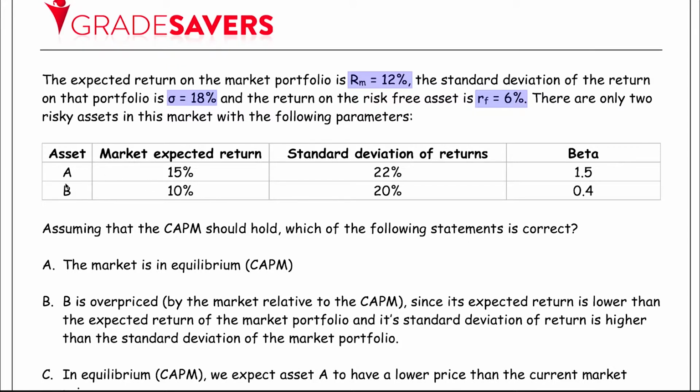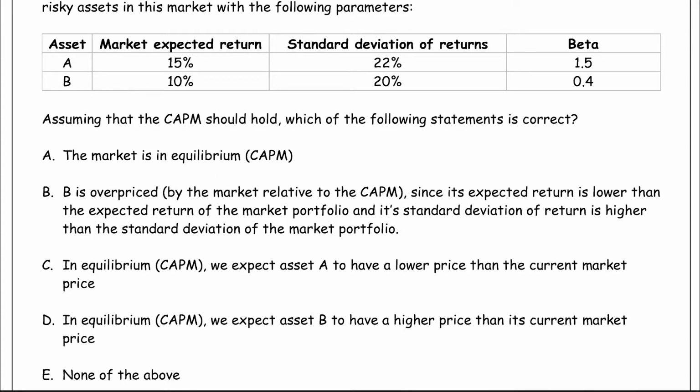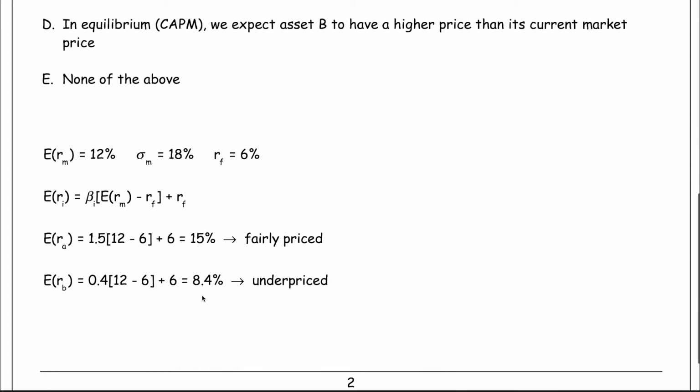Notice how asset A has a market return of 15% and an expected return of 15%, implying that asset A is a fairly priced asset. For asset B, on the other hand, the market is expecting a return of 10%, which is higher than the benchmark return of 8.4%. And for that reason, we can argue that asset B is an underpriced asset.